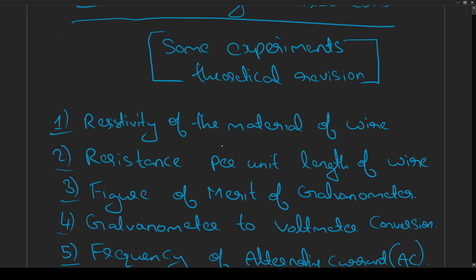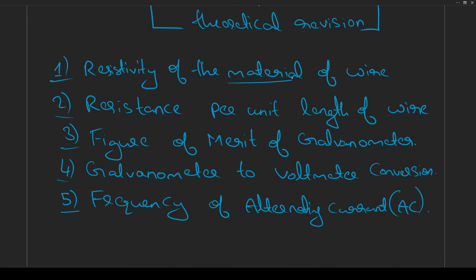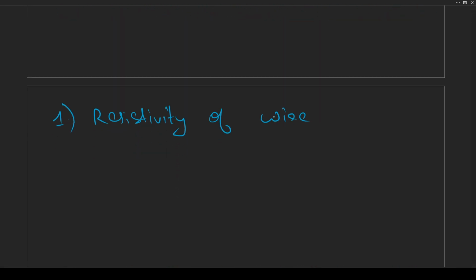The first experiment is resistance or resistivity of wire, or the full name here, resistivity of the material of wire. Here, resistivity of material of wire. First we are going to talk about the circuit diagram.